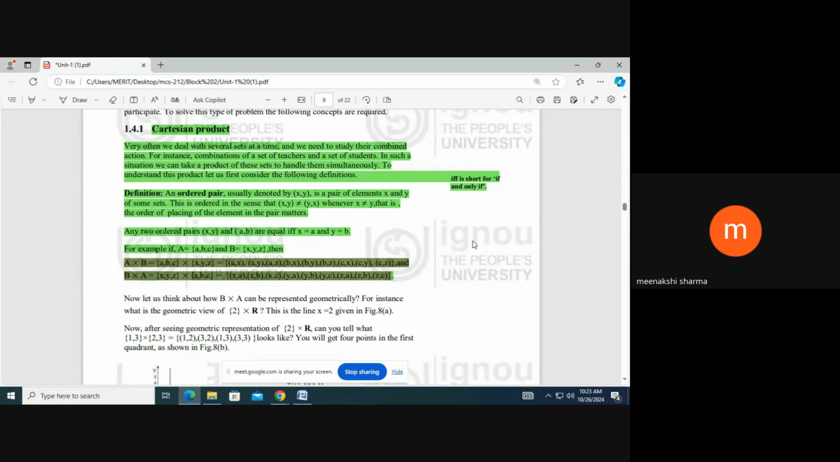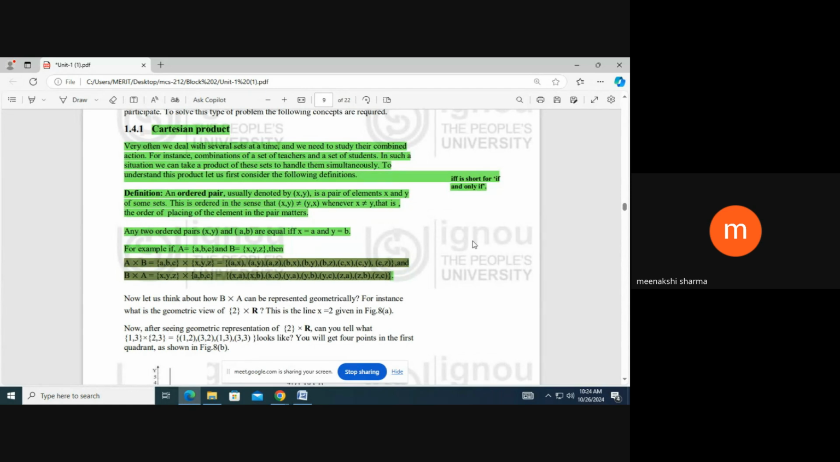Next one is the Cartesian product of B and A. Set B has elements X, Y, Z. Set A has elements A, B, C. The Cartesian product of B and A is XA, XB, XC, YA, YB, YC, ZA, ZB, ZC. Understand all students? Ma'am, it is like a 2D matrix, right? Yes, it's called a 2D matrix.